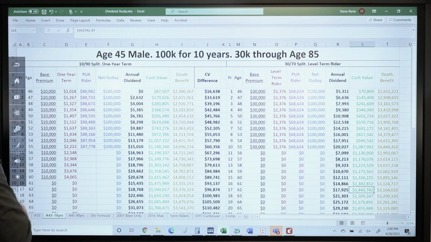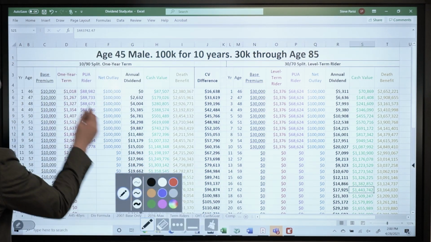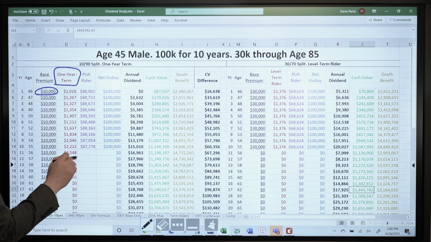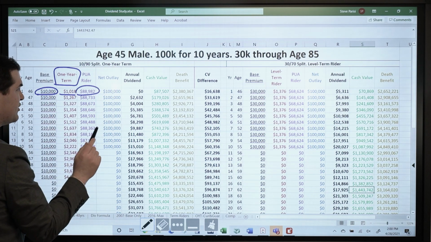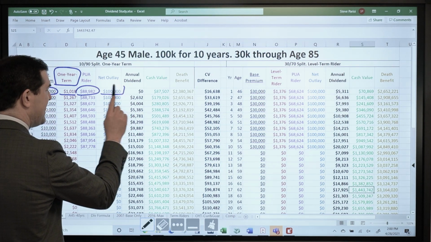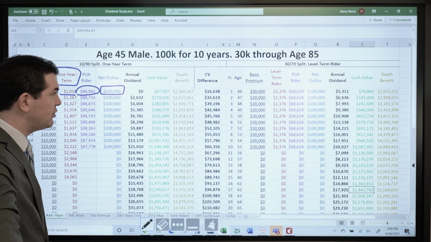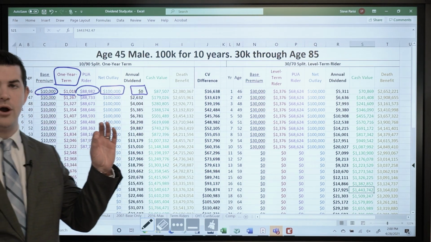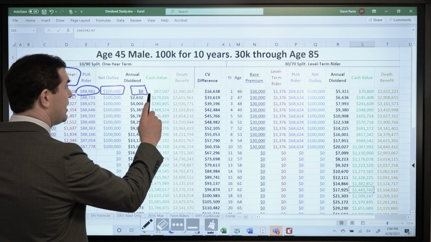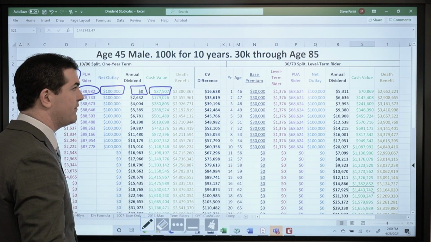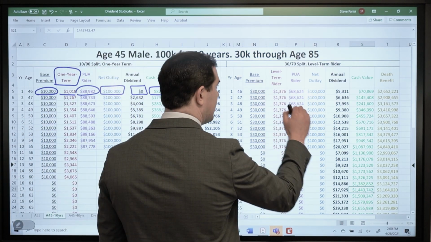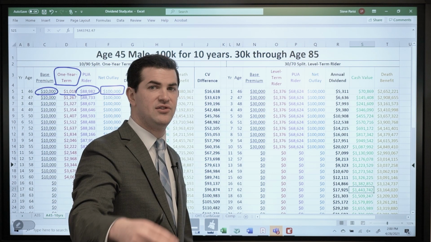So on the left, what do we have? Base premium, $10,000, a one-year term insurance rider, first year about $1,000. The rest goes into PUAs, about $89K. Here's my net out of pocket the first year, $100,000, and there is your projected dividend in the first year: 0. Cash value, however, is what? $87,500.